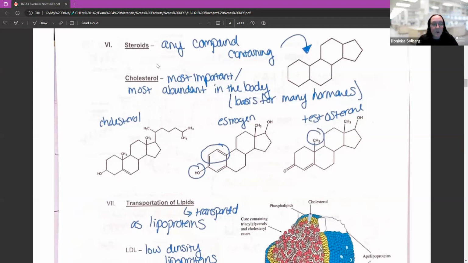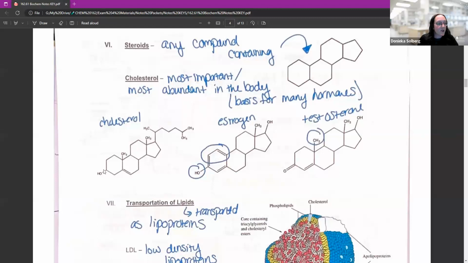Okay, so a type of steroid is cholesterol, which I am sure you have all heard of. It is the most important and the most abundant steroid in the body, and it's the basis for many hormones. So this is a cholesterol molecule. Notice the 6 carbon rings and the 5 carbon ring there. And then it's got this acyl group on here.